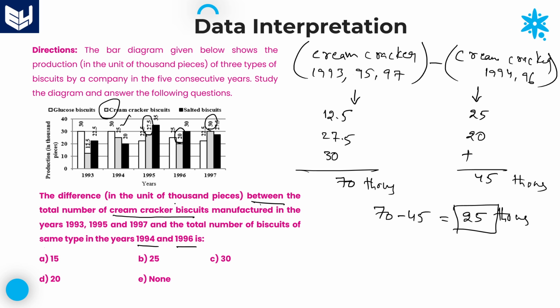Here he wants us to calculate in terms of thousand, so obviously the answer will be 25. 25 is the right answer. Option B is the right answer for this question.